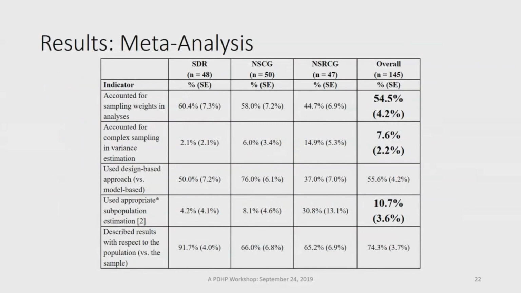Using design-based approaches, about half explicitly said that they were using a design-based approach, and that kind of overlaps with the weights. They were saying, we used the design-based approach by incorporating the weights in the analysis. Hopefully now you realize that is an incorrect statement. You can see those numbers almost match up exactly. Subpopulation is another critical issue.